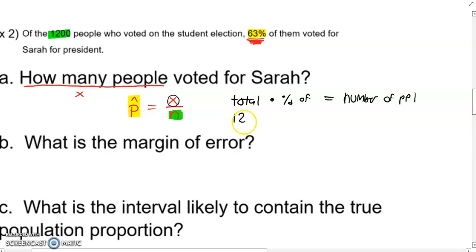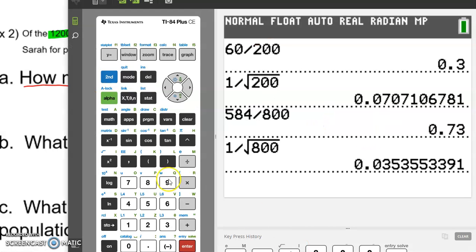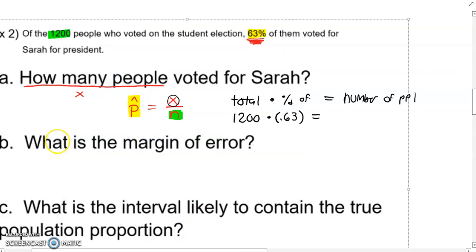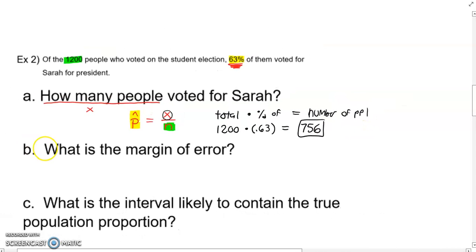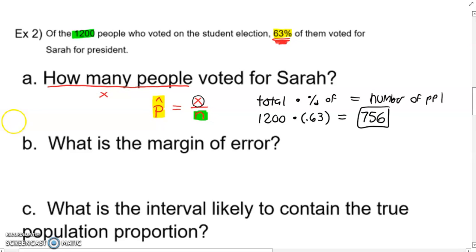So we can actually just take the number 1,200, multiply it by 0.63, which is the decimal version of 63%. So we're going to take that 1,200, multiply it by 0.63, and we've got a winner of 756 people voted for Sarah. 756 people voted for Sarah, okay?